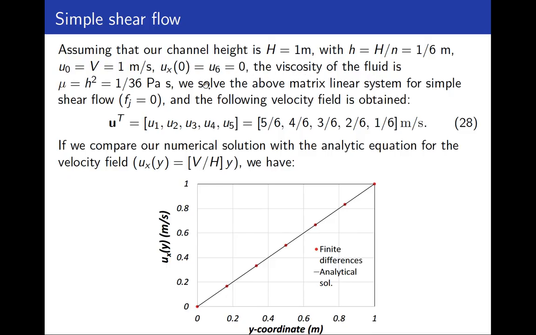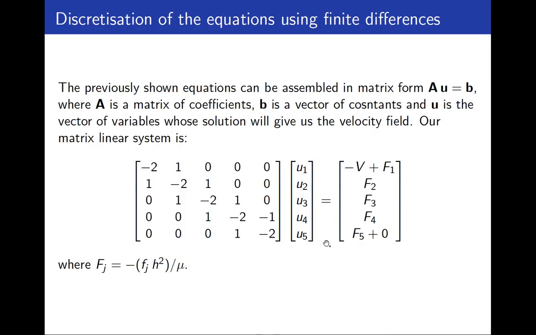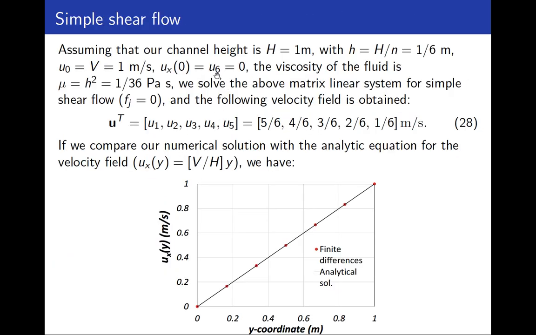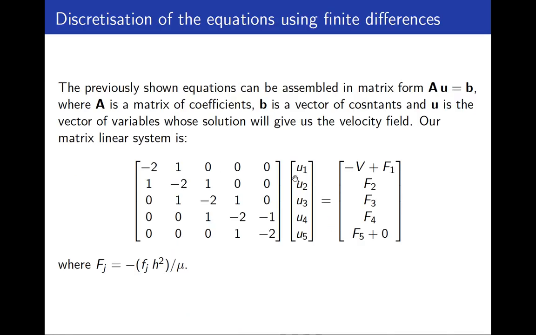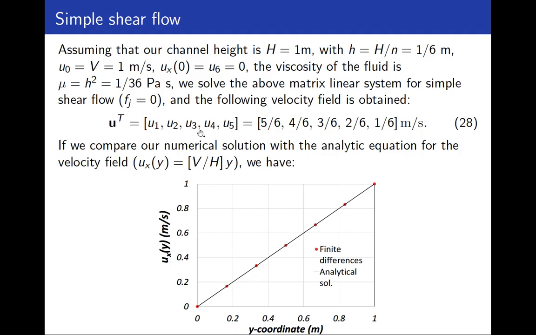The viscosity of the fluid, for practical purposes, will adopt this value, 1 over 36. And then we will solve this matrix linear system. We substitute these values I specified into here, and then you solve. You can use any matrix linear method in order to find this vector. And then the solution for this system is this one. So we have this solution vector for the velocity profile, which has units of meters per second.